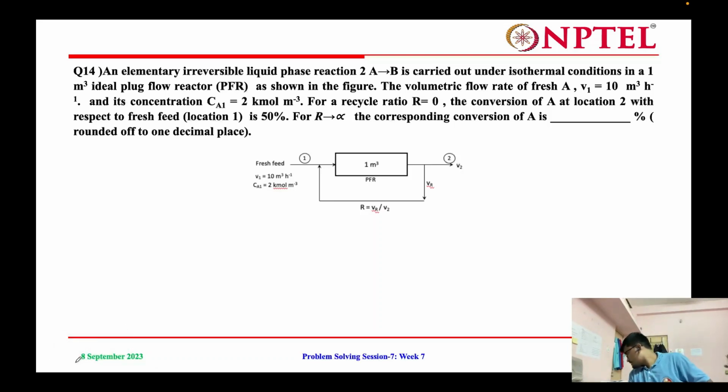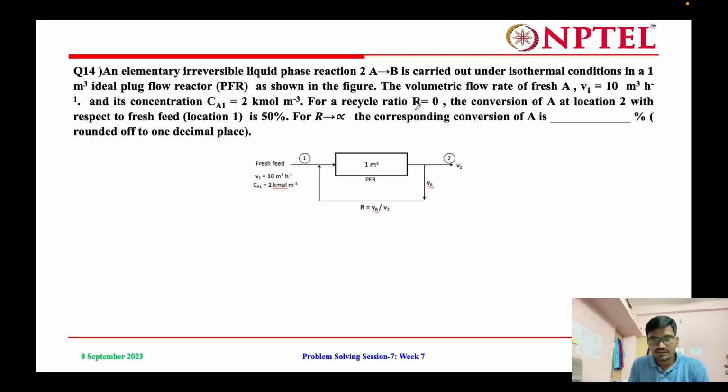I'm moving to question number 14. An elementary irreversible liquid phase reaction, twice A gives B, is carried out under isothermal conditions in a 1 meter cube ideal plug flow reactor as shown in the figure. The volumetric flow rate of feed A, V1, is 10 meter cube per hour and its concentration CA1 is 2 kilomole per meter cube. For a recycle ratio R equal to 0, the conversion of A at location 2 with respect to the feed at location 1 is 50%. For R tending to infinity, find the corresponding conversion of A.